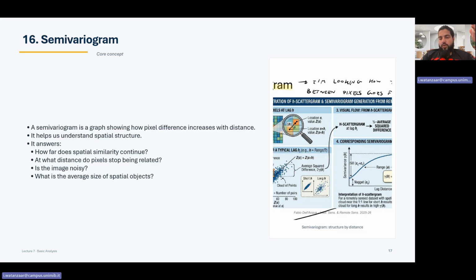They also show you if the image is noisy. If it is noisy, meaning more uncorrelated or unrelated, this will be reflected in the semivariogram. What is the average size of spatial objects? For each object, we are looking at the average size of the spatial objects.